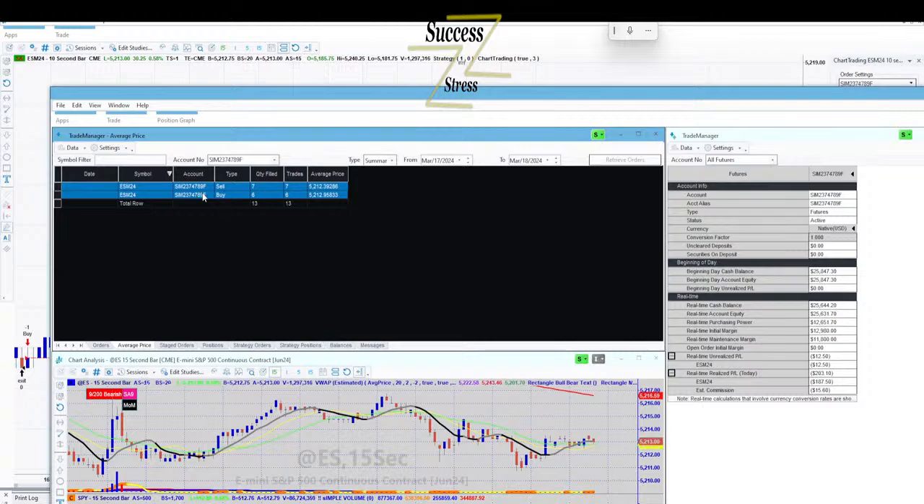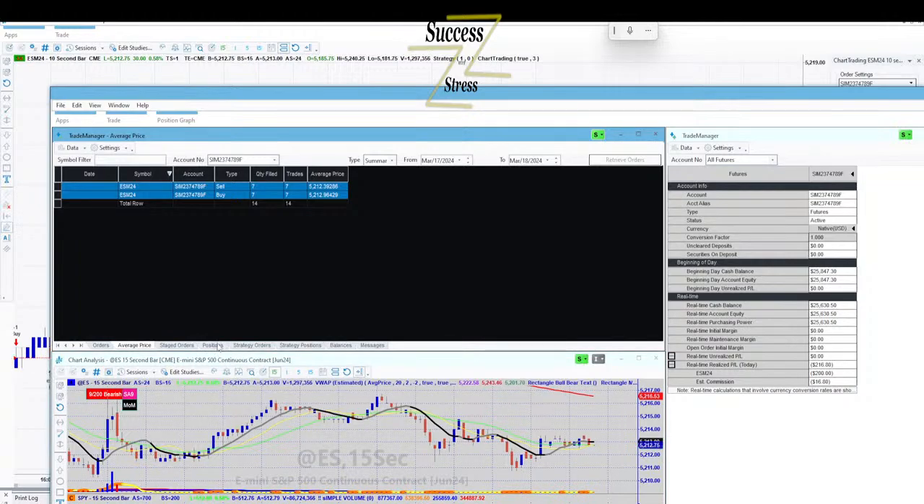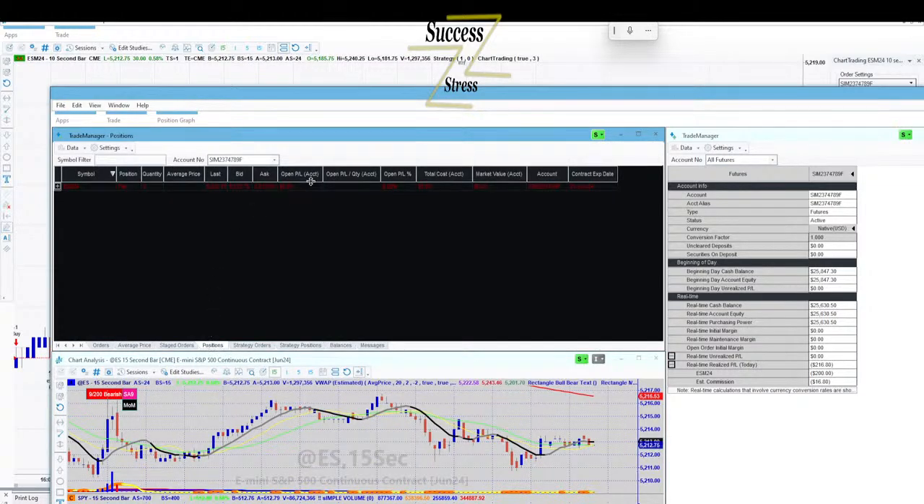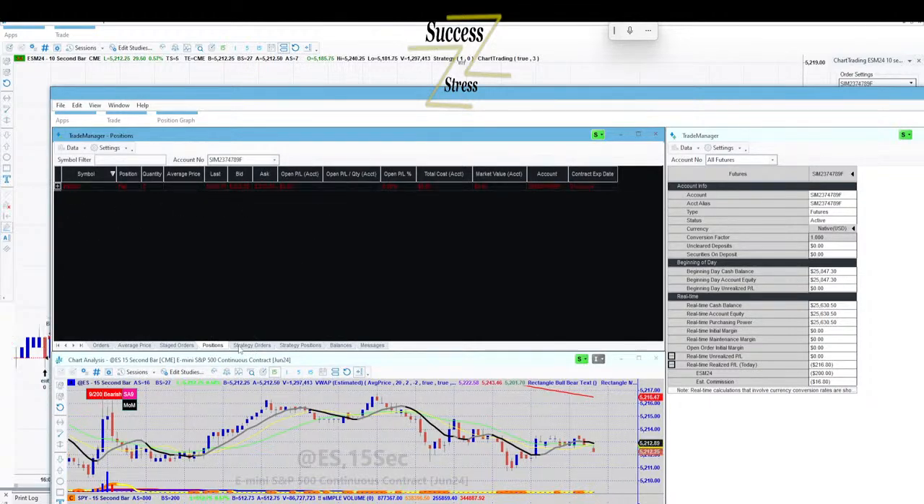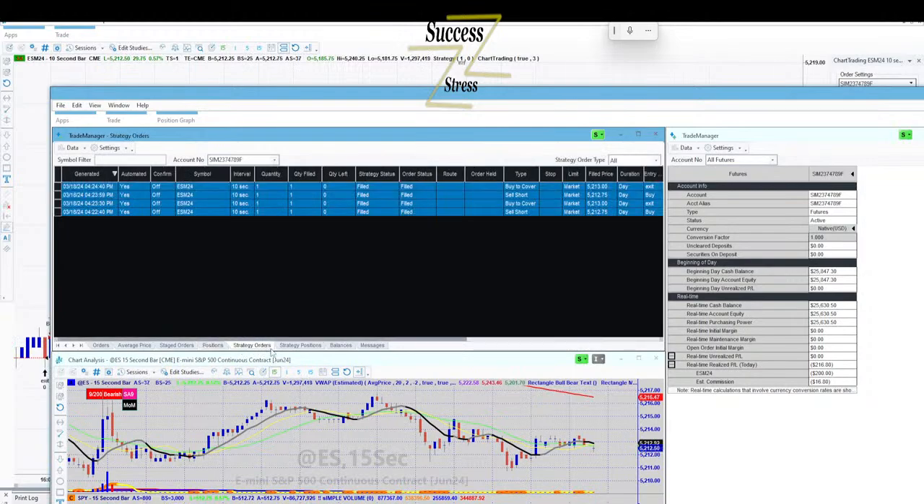I would expect that you'd see buys, longs, sell shorts, buy to cover, and exiting the long, but we're not seeing all that. Let's see what we're seeing as far as positions. This is the current position. Oh, this is flat, so we're not in any position. Strategy orders, 423. Okay, buy to cover, sell short, buy to cover, sell short.